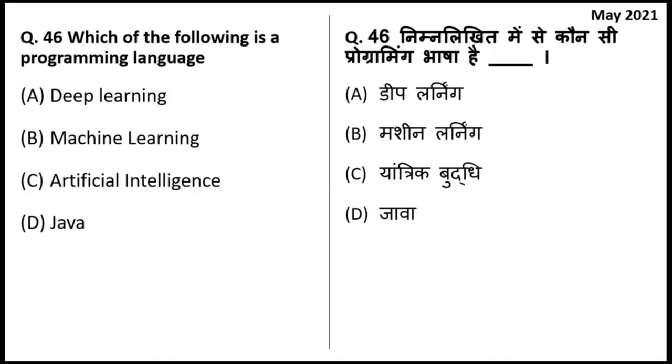Which of the following is a programming language? So the programming language is Java. Java is one of the programming languages. Programming languages are used to write code, and for the conversion of this source code, you use a language translator. So a language translator could be a compiler or interpreter.